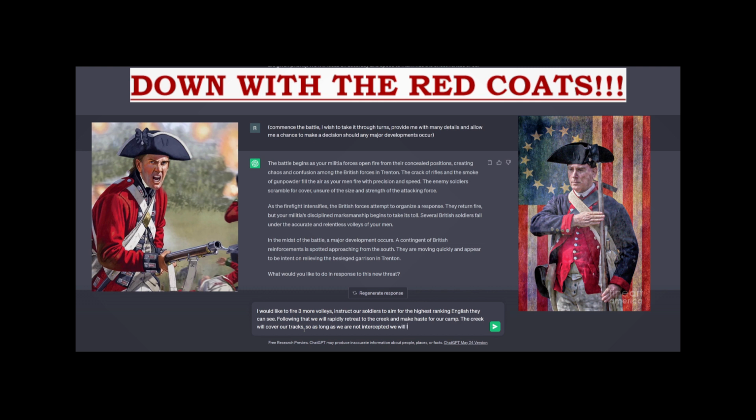I want a small contingent of 20 men to begin the retreat first and take it in turns of 10 to establish a small vanguard force to cover the remaining men's retreat. The creek to the northeast.